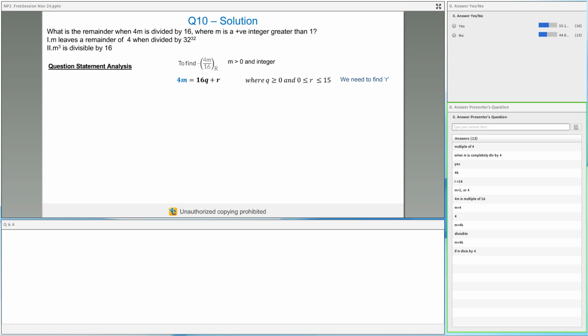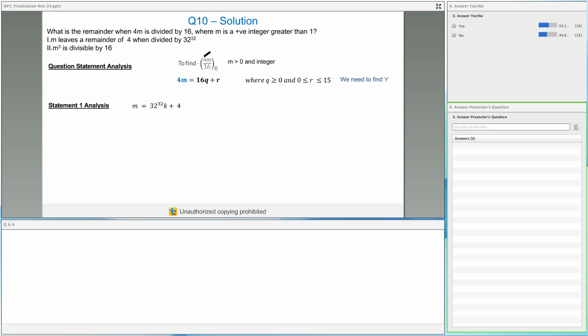I'm dividing 4m by 16, and I already have a 4 here. So if I get another 4 in m, that will be enough. M should be a multiple of 4, basically 4, 8, 12, 16. Then the remainder would be 0. If m is not a multiple of 4, then obviously we'll get some remainder, and then I need to process and find out what the remainder is. Now what I'm given here is that m leaves the remainder of 4 when divided by 32 to the power 32. So m can be written as 32 to the power 32 k plus 4. Now tell me, what is m? Is m a multiple of 4?